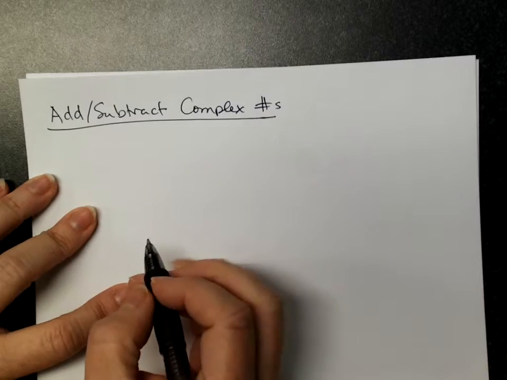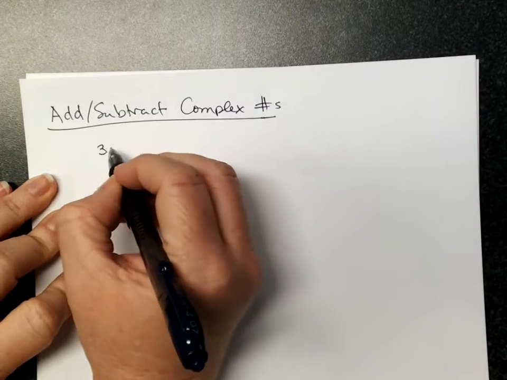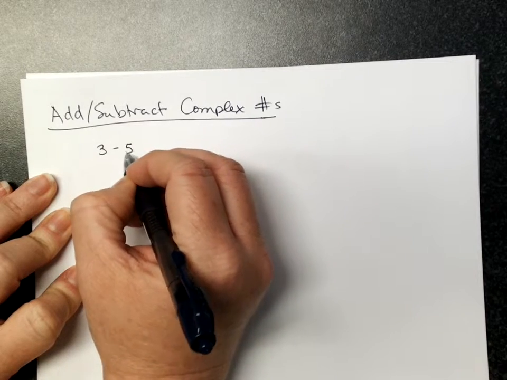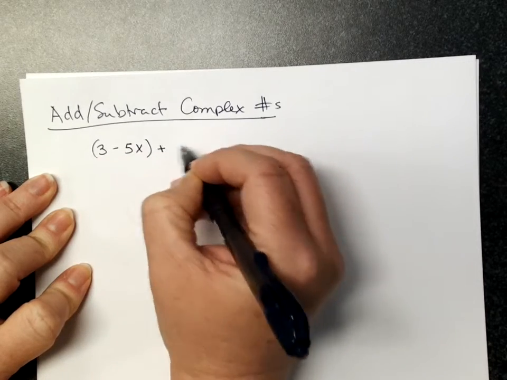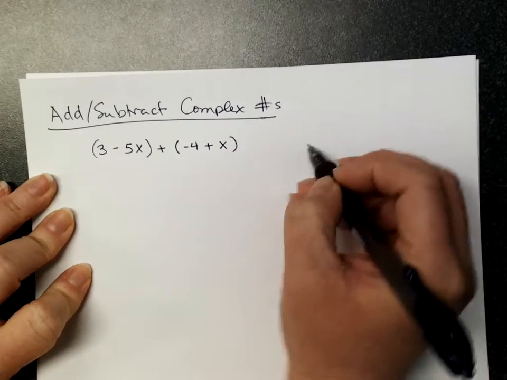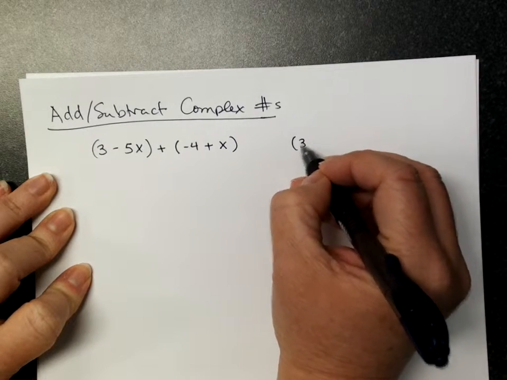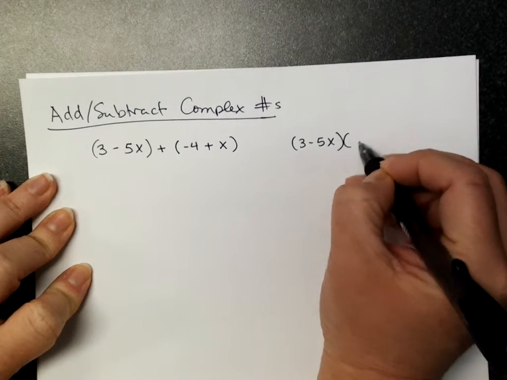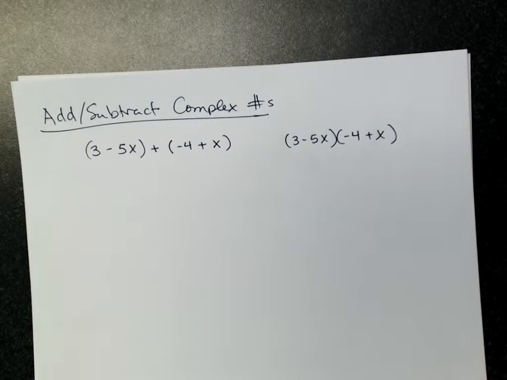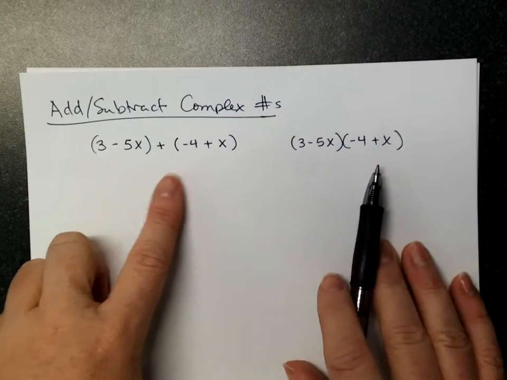Now, before I do this, let's look at it in terms of what our eyes are already comfortable seeing. For example, if you had 3 minus 5x plus negative 4 plus x. Let's take those same binomials, 3 minus 5x, and then we've got negative 4 plus x. This involves x's, no radicals here, no i's, just regular terms we're used to dealing with.